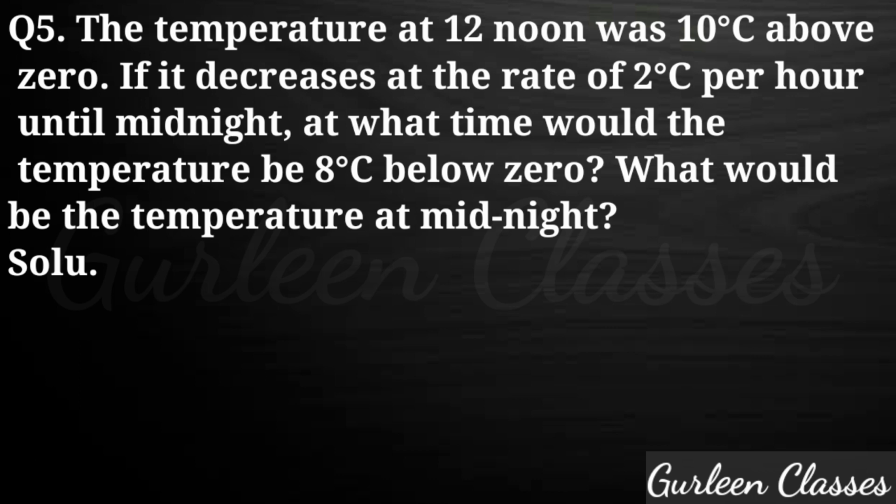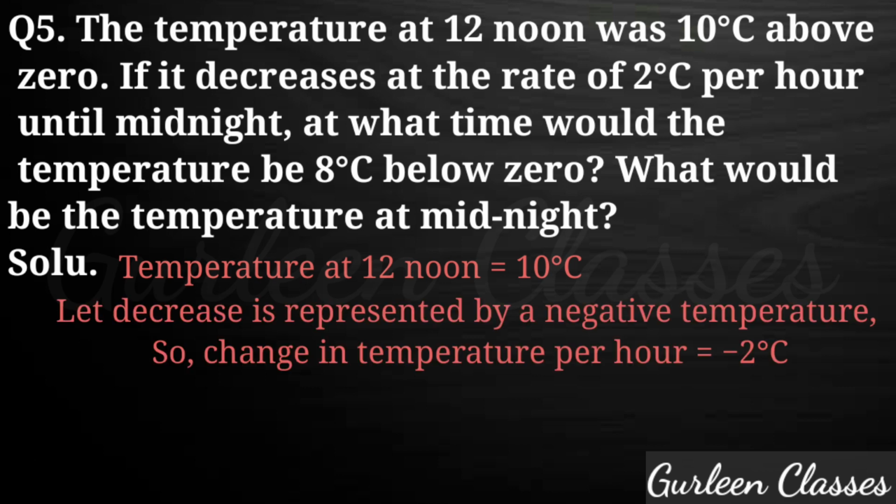If it decreases at the rate of 2 degrees Celsius per hour until midnight, at what time would the temperature be 8 degrees Celsius below zero? What would be the temperature at midnight? So students, here temperature at 12 noon is given 10 degrees Celsius. So let the decrease be represented by a negative temperature. So change in temperature per hour is equal to minus 2 degrees Celsius.